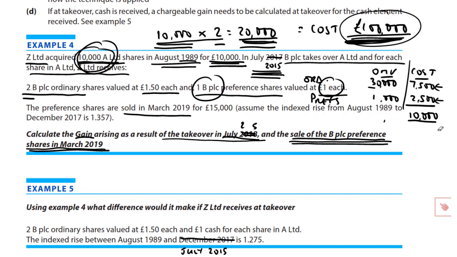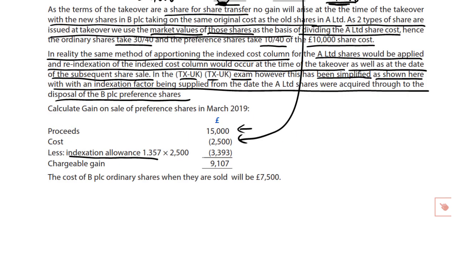Let's get rid of that, which was from August 89, when the original A Limited shares were acquired, through to December 17. This disposal is taking place in March 2019. We can't, of course, re-index through to March 19. It stops at December 17. What was the indexation factor? 1.357.